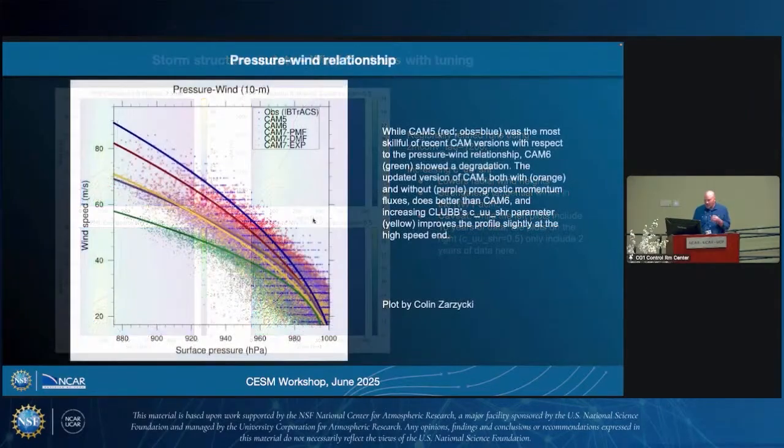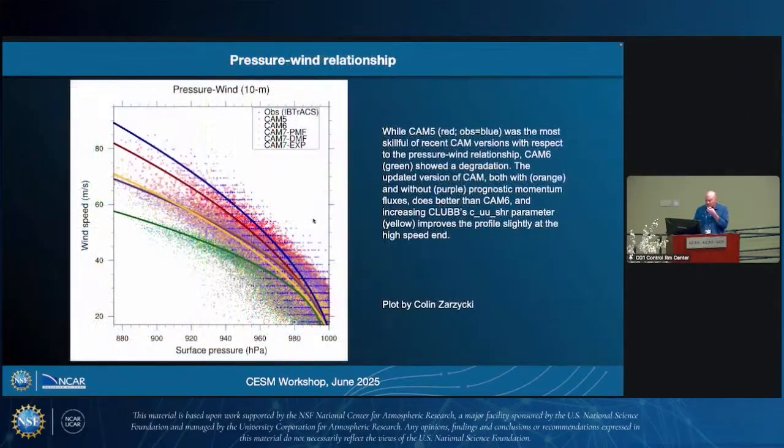This is one of the last plots. So this is thanks to Colin Zarzycki. He created this plot. I noted what the colors correspond to here in the text, but basically blue is OBS. Red is where we were with CAM5. This is the pressure-wind plot, by the way. CAM6 showed a degradation in this metric. That's down here with green.